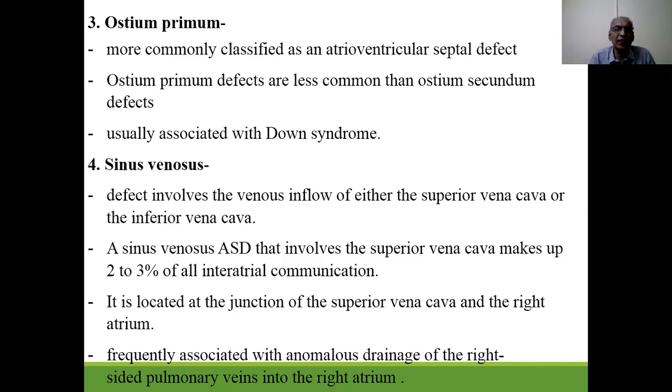Fourth type of ASD is sinus venosus. These defects involve the venous inflow of either the superior vena cava or inferior vena cava. Sinus venosus ASD involving the superior vena cava makes up 2 to 3% of interatrial communications. It is located at the junction of the SVC and right atrium and frequently associated with anomalous drainage of right-sided pulmonary veins into the right atrium.